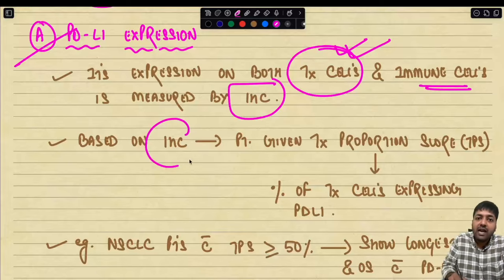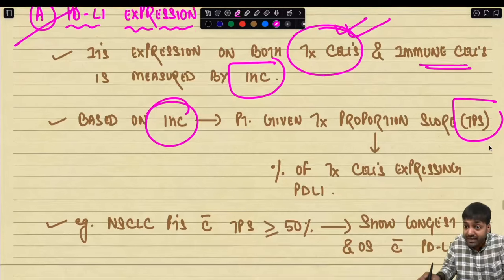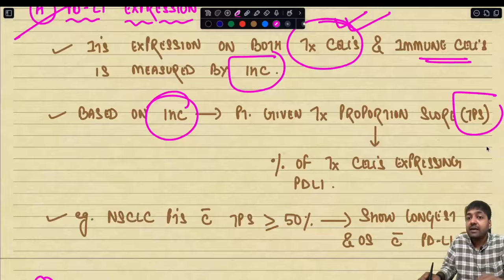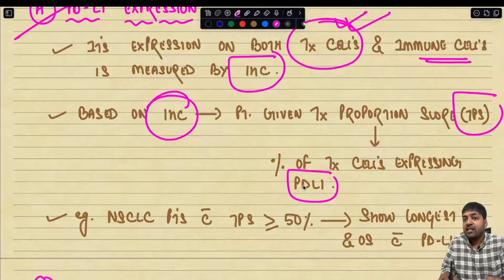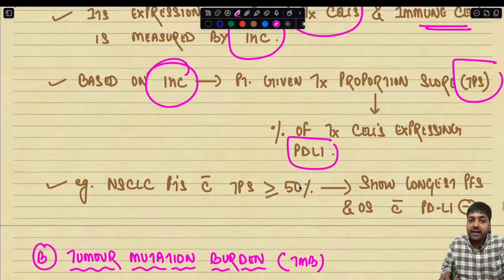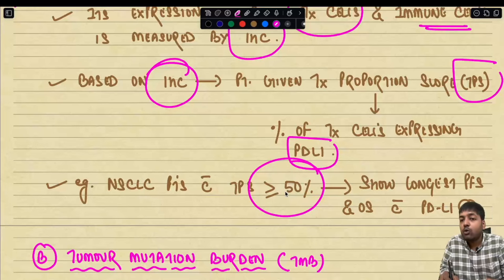So based on the IHC, the patient is given a tumor proportion score, called the TPS score, which is the percentage of tumor cells expressing PD-L1. For example, non-small cell lung carcinoma patients with a TPS of more than or equal to 50% show the longest progression-free survival and overall survival with PD-L1 inhibitors.